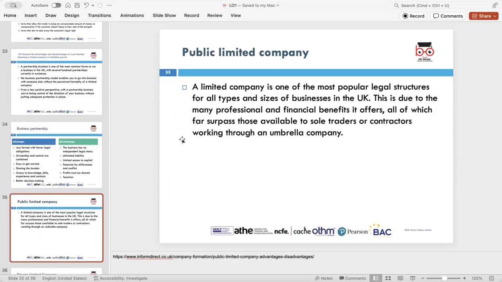Limited company. Among the various types and sizes of businesses that may be found in the United Kingdom, a limited company is one of the most common legal forms. One reason for this is that it provides a multitude of professional and financial advantages, all of which are far superior to those accessible to sole proprietors or contractors who operate under an umbrella business.